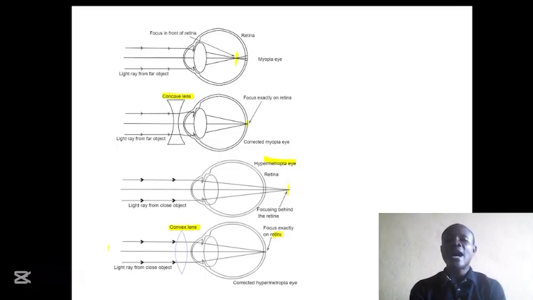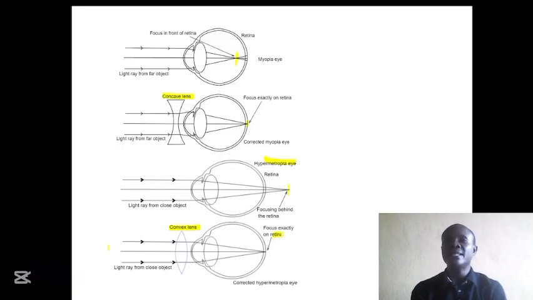We also have color blindness. Color blindness is caused as a result of a fault of one of the three colors that we have in the cone, that is the red, the blue, and the green. If any one of them is having a fault or is absent, the person will experience what we call color blindness.